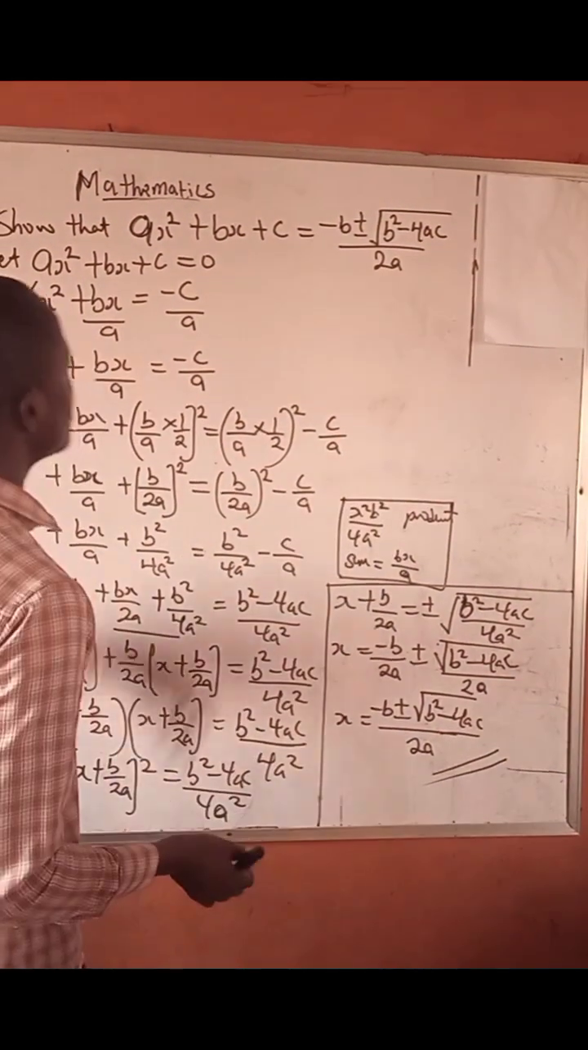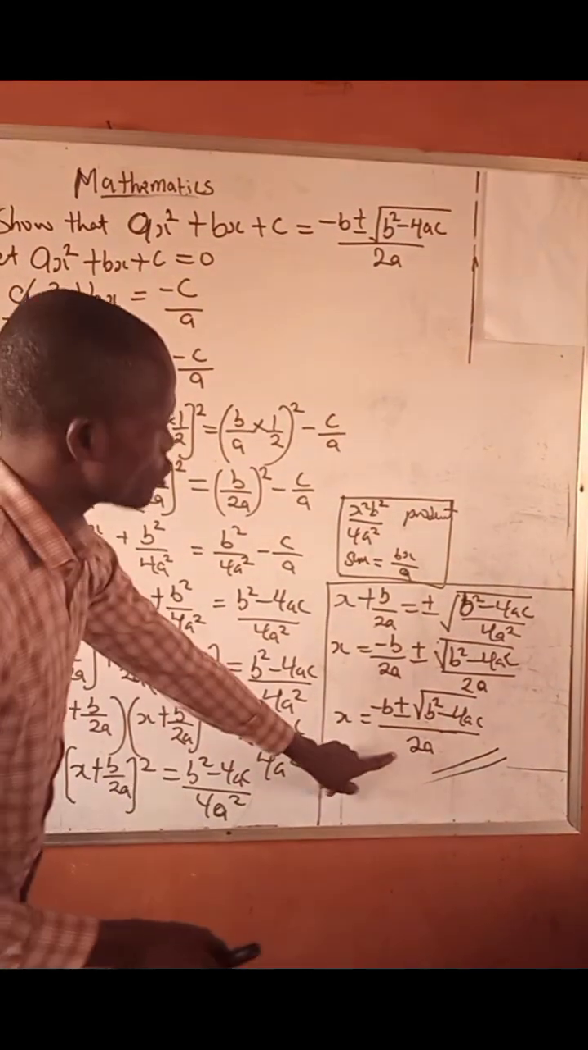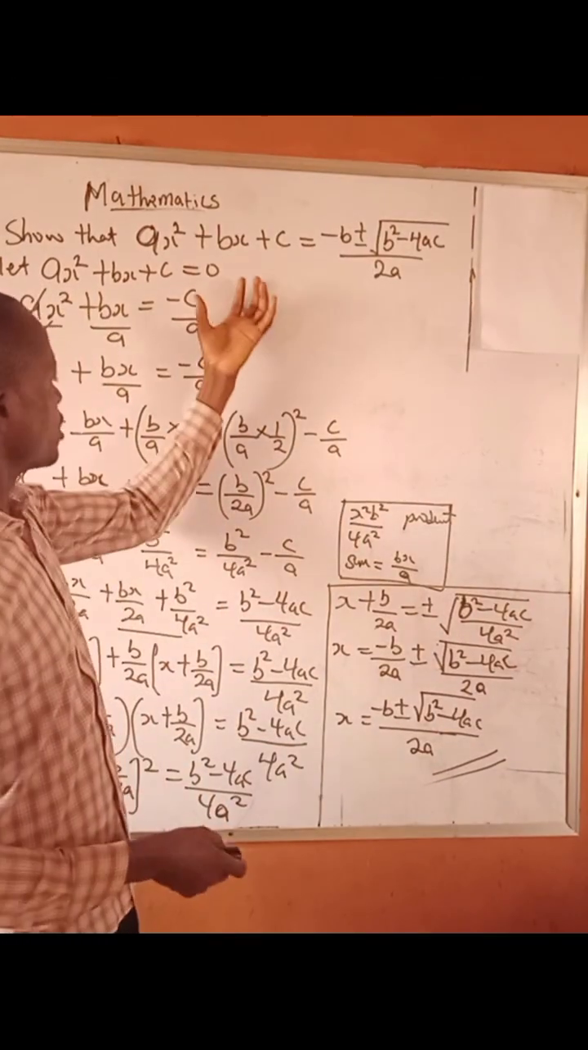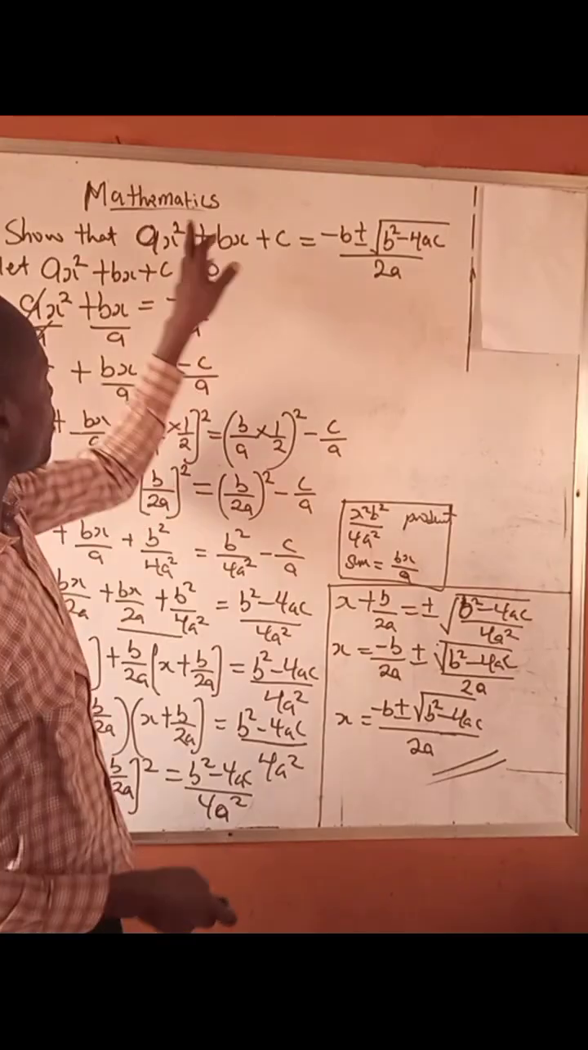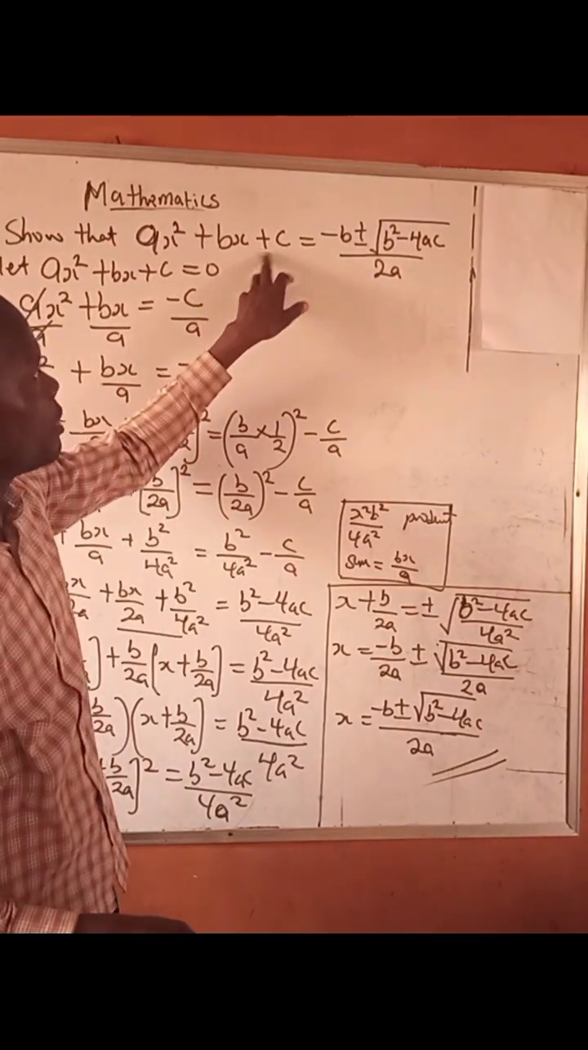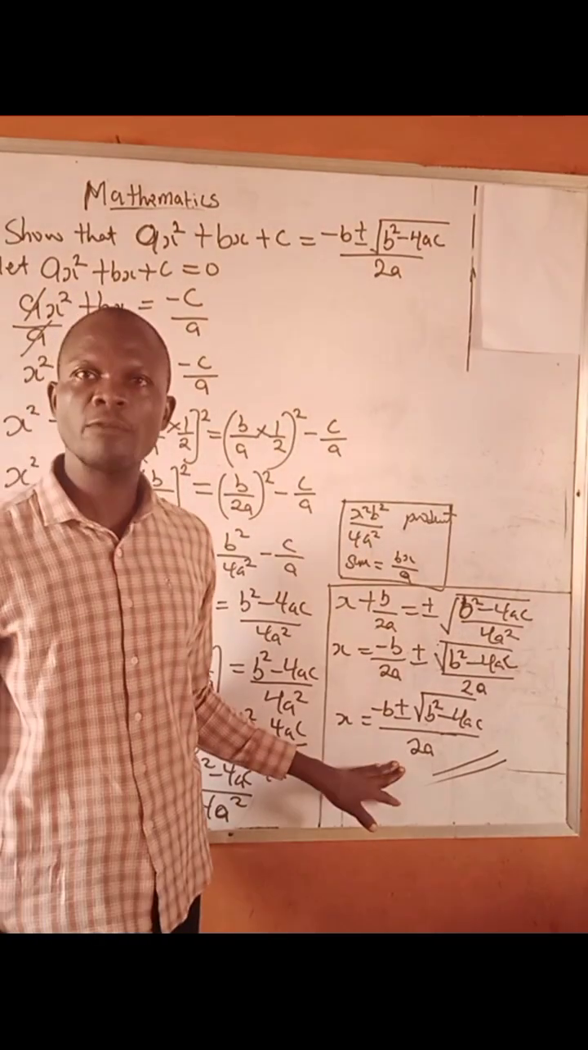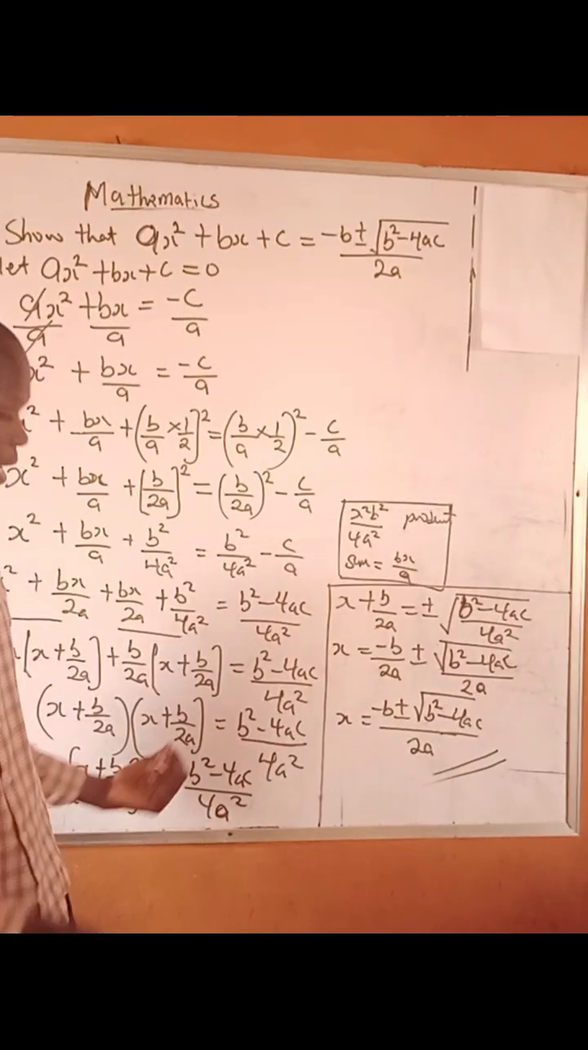So you can see that this value now is equal to this, using the completing the square method to solve from the quadratic equation to the quadratic formula. I hope you have learned something.